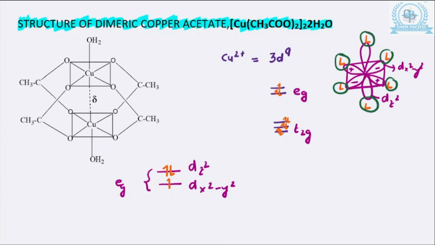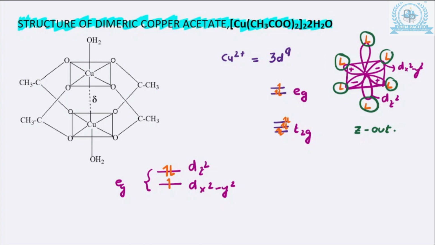Therefore, in order to overcome extra repulsion, the two paired electrons prefer to remain in the dz square orbital, and that is why this is the z-out configuration, and it is having elongated axial ligands, so elongated axial bonds. So this is the z-out. Mostly copper has been found to have the z-out configuration, which has elongated axial bonds. So this is understood: here dx square minus y square has only one unpaired electron.